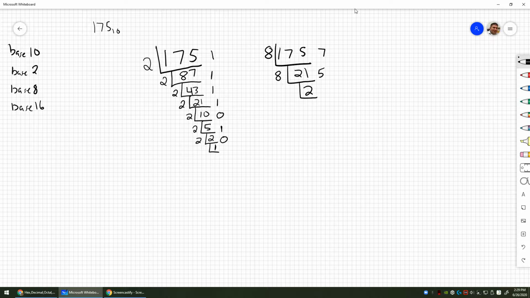Okay. Now, can 8 go into 2? No, it cannot. So I'm done. This is it. I can't divide 8 into 2. Just like over here, I couldn't divide 2 into 1. So I stopped. I was at the end. Now recall back over here my answer. I went from bottom up. 1 0 1 0 1 1 1 1. Okay. Same thing here. I'm going to go bottom up. 2 5 7. I just converted 175 to base 8. 175 base 10, or decimal, is 257 base 8.